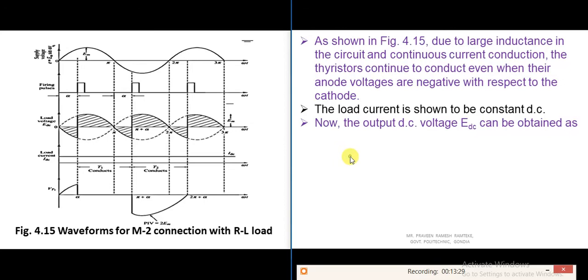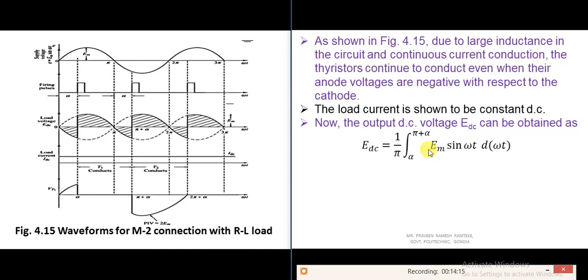Output DC voltage can be obtained as follows. If we want to calculate it, then output DC voltage E_DC is equal to 1 upon pi times the integration from alpha to pi plus alpha. Why 1 upon pi? We are getting output for both the positive and negative half cycles. So what is the conduction angle from 0 to pi, and from pi to 2 pi? What is the difference between pi and 2 pi? The answer is pi. The difference between 0 and pi? The answer is pi. So we have to integrate all the values over this pi interval, from 0 to pi. Here also it is 0 to pi, so we have to integrate all these values.